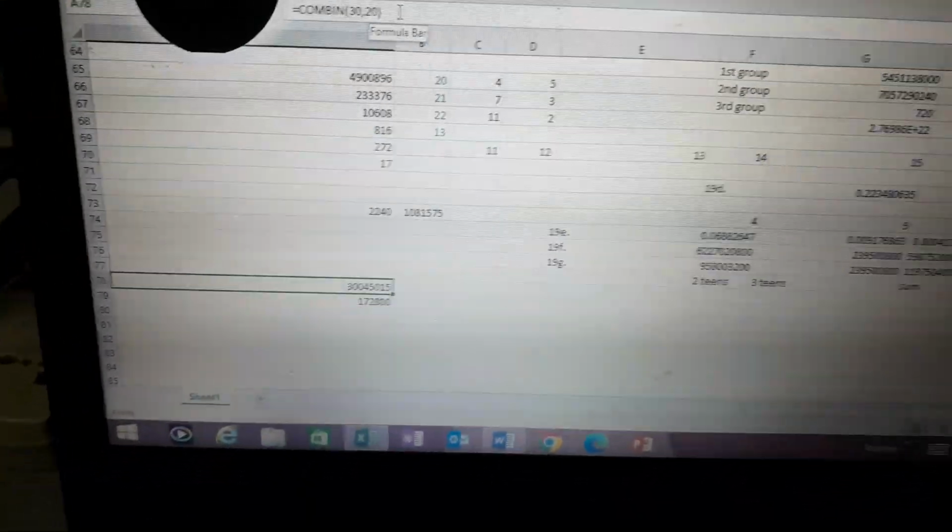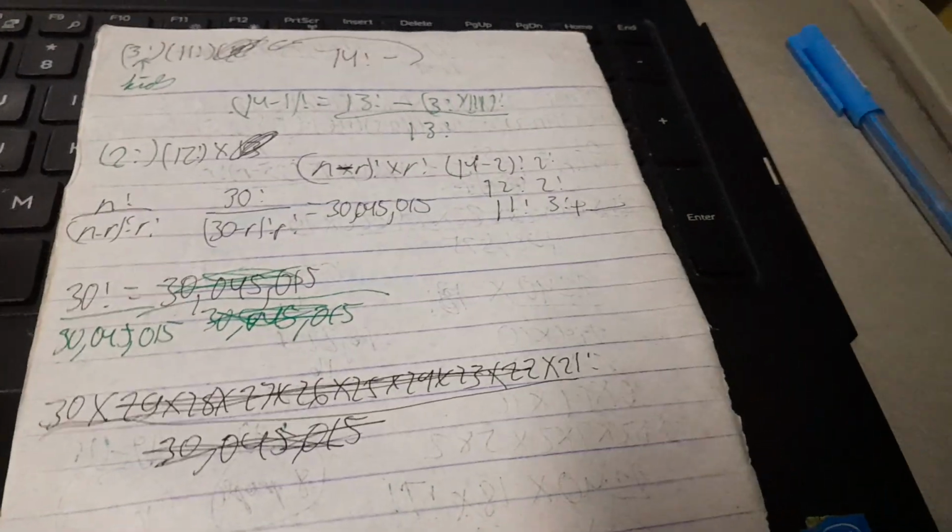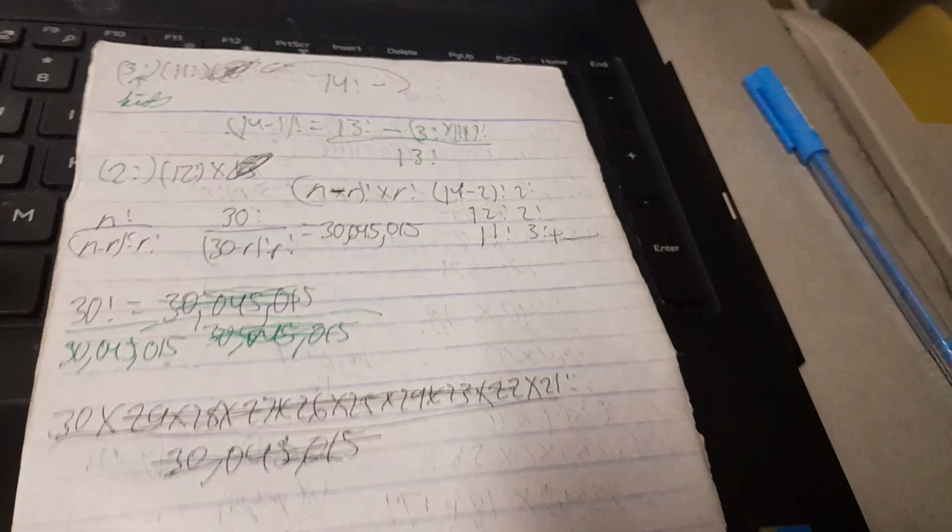Yan, tama. 30,045,050 ways. So tama, that's supposed to be 20 factorial. So therefore, we are to split that. Remember, our combination is 10 and 20. So we try 20 factorial.